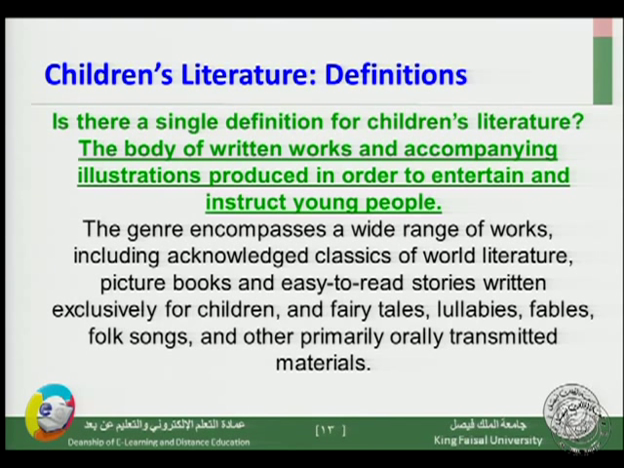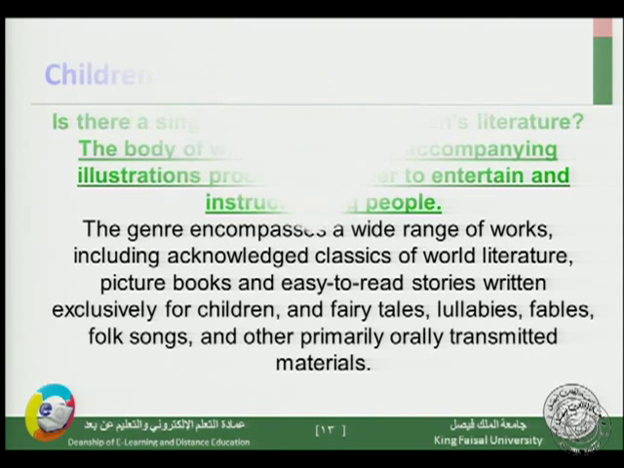stories written exclusively for children, and fairy tales, lullabies, the songs that mothers sing to children in order to make them sleep, fables, like The Wolf and the Lamb that we studied last semester, folk songs, and other primarily orally transmitted materials, things that are just repeated orally, not written ones. These could also be classified as examples of children's literature.